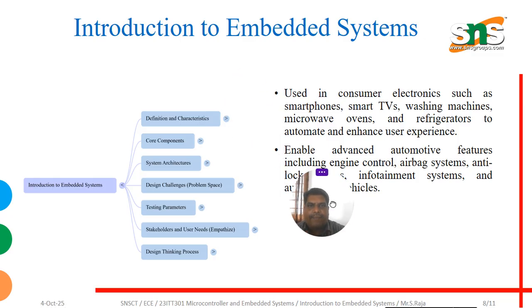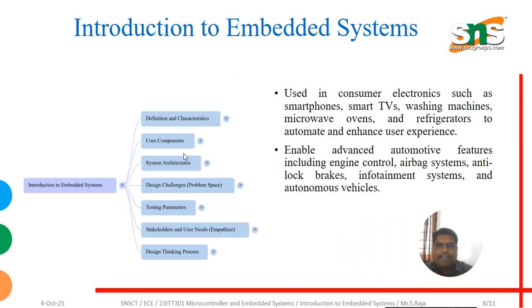The next is the applications and revision. So in this PPT, I have taken the introduction. First I give the definition and characteristics, then the core components are described, then the system architecture is given using the ideate phase, then design challenges or problem space is given in the empathize phase, then testing parameters, then where the user wants to use it, and how it can be applied in the design thinking process.